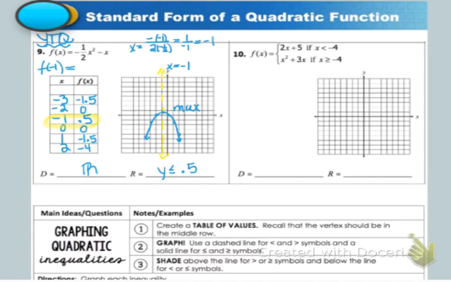So there you go. That's what the graph should look like. There's a sample table, and that vertex represents a maximum value. The vertex was -1 and 0.5, and y values would always be less than or equal to 0.5.